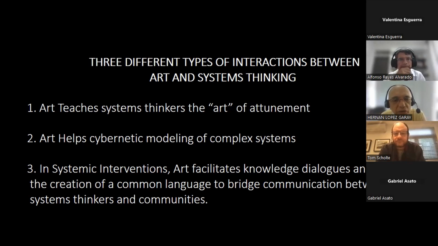We are going to show then an example of how art helps cybernetic modeling of complex systems. And later, we can talk about not only the case study that Tom is going to present, but the concepts and conceptual frameworks behind this interaction between systems thinking and art. So, Tom, dear Tom, you have the stage.